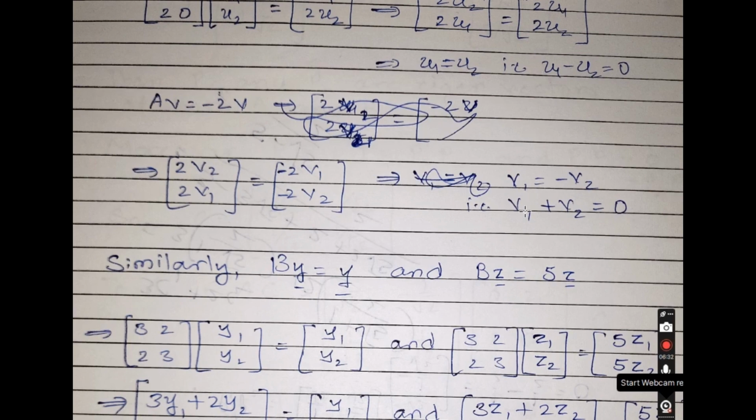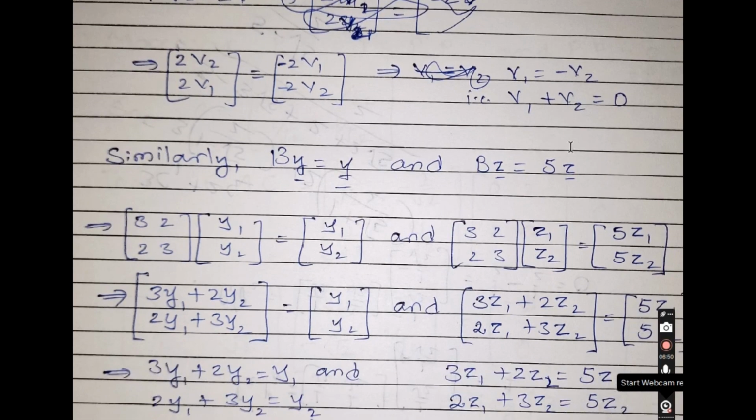Similarly, I took v1 equal to 1. Then I got v2 equal to minus 1. So I got the eigenvectors. The first eigenvector was 1, 1. The second eigenvector was 1, minus 1. Now I want to see whether these are eigenvectors of matrix B also.